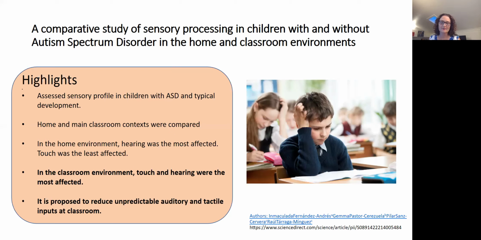I'll put the link to the research into the notes when I send the recording out tomorrow for you. From the study, they proposed that we should try to reduce unpredictable auditory and touch inputs in the classroom. So I guess giving notice when the bell's about to ring, and giving a child who we know is over-responsive to touch some notice that the art class is coming up, for example, and telling them what they're going to do so they can have some time to process what's coming up.